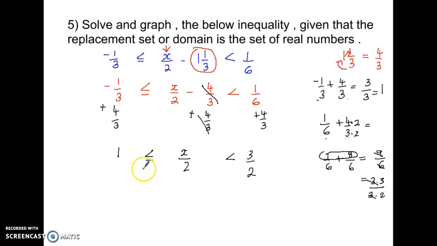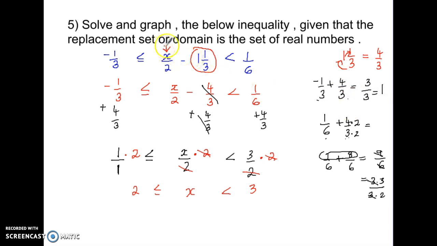Now, if you look here, you can see that there are fractions in the middle and the right side, but this is not a fraction. We'll make it like a fraction for now in order to simplify it. So we're going to multiply by 2 throughout this inequality, times 2, times 2. So here 1 times 2 is just 2, less than or equal to. These 2's get cancelled and you just get x. Less than, the 2's get cancelled and you just get 3. So that's our final solution for this problem.